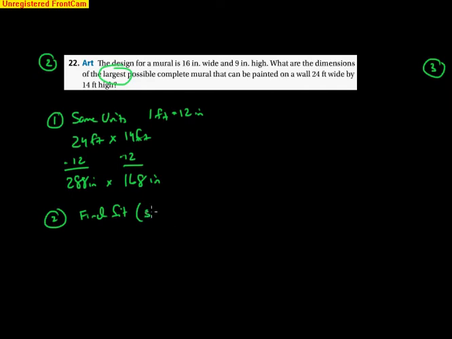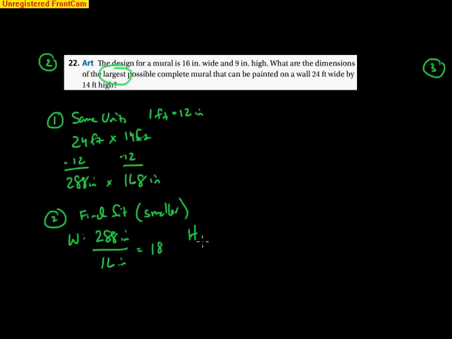And when you do this, you pick the smaller, because we're looking for the scale factor. So if I look at the widths, the space is 288 inches wide. The actual design is 16 inches wide. I want to divide those. And I get 18. So that's the scale factor that I would use to fit the width.